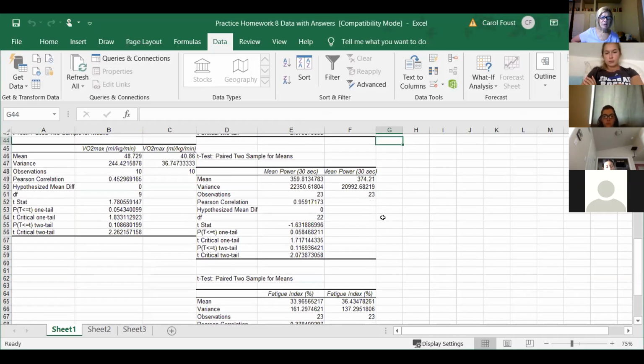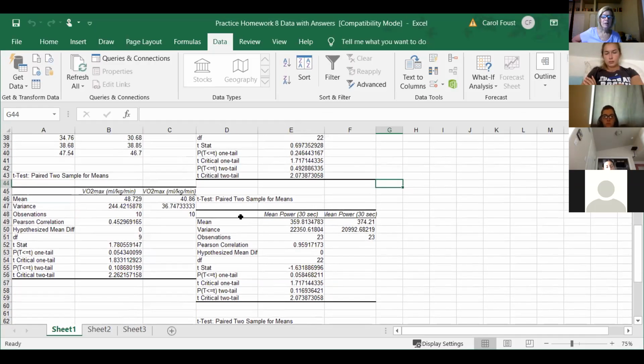And then here's the output of the mean power. The mean was 359 for the first measurement. The mean was 374 for the second measurement. So two-tail test again. We want to see if there's a difference either way. We hop down here and look at the t-stat. The t-stat was 1.63. The t-critical was 2.07. That's higher than our calculated t.